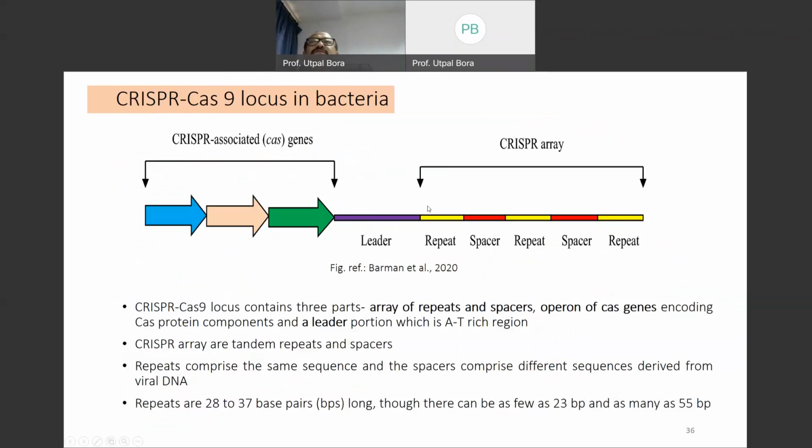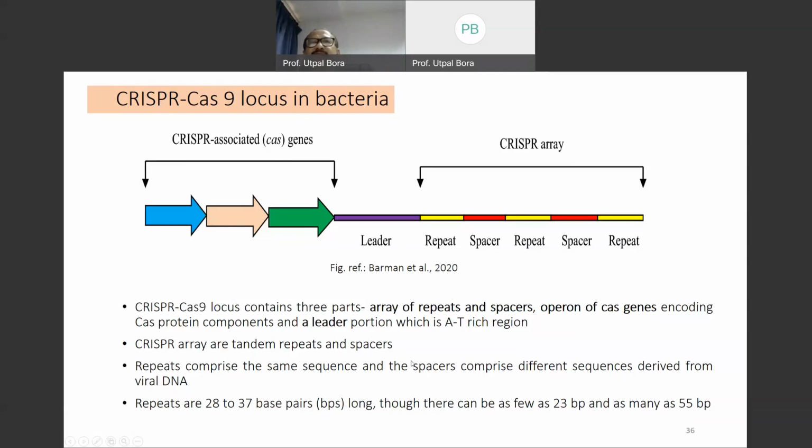So basically this is the outline of the CRISPR-Cas9 locus in bacteria. You have the CRISPR-associated genes here, and you have the CRISPR array. You can see there is a leader, and there are certain repeats over here, and these repeats are separated by certain spacers. So this CRISPR-Cas9 locus contains three parts: an array of repeats and spacers, an operon of Cas genes encoding the Cas protein components, and the leader portion, which is an AT-rich region.